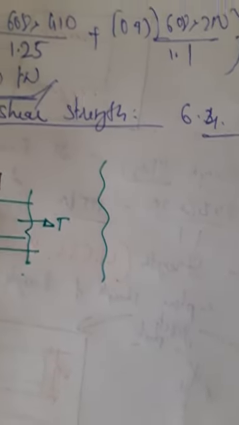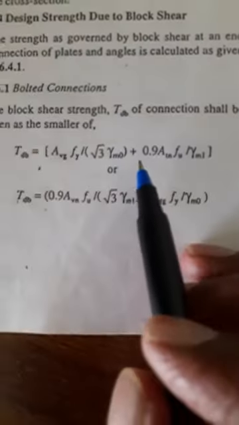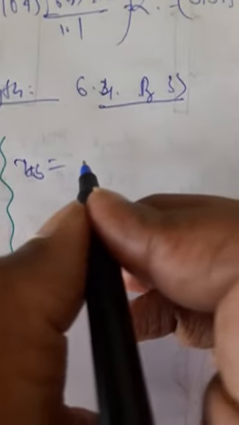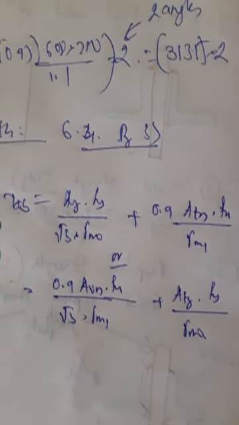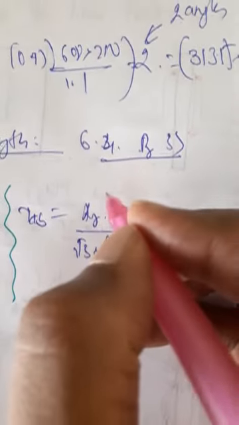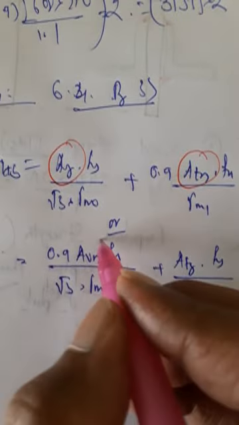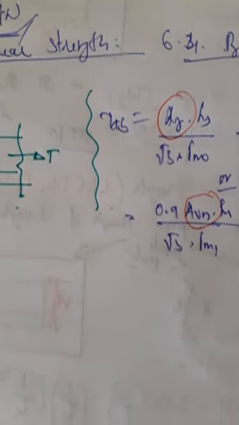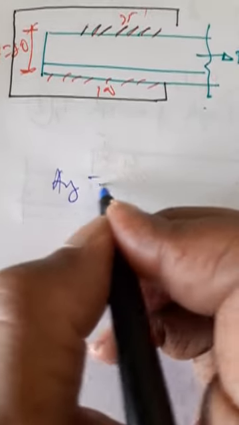Now TDB equation, or just copy the equations from here. AVG into Fy by root 3 gamma m naught is equal to AVG. So these two are the equations for TDB. Now if you look at here, I require this AVG, ATN, AVN and ATG. So I need to calculate these four values. Now I will calculate these things. AVG first. What is AVG?